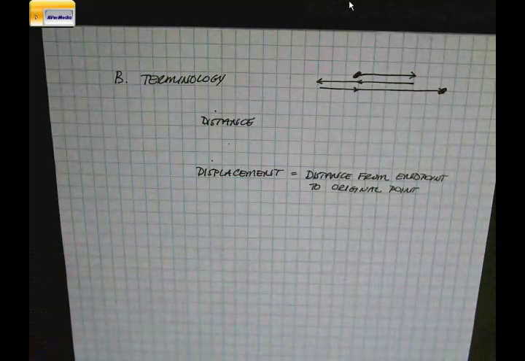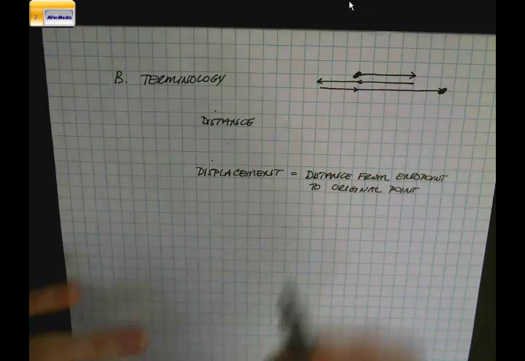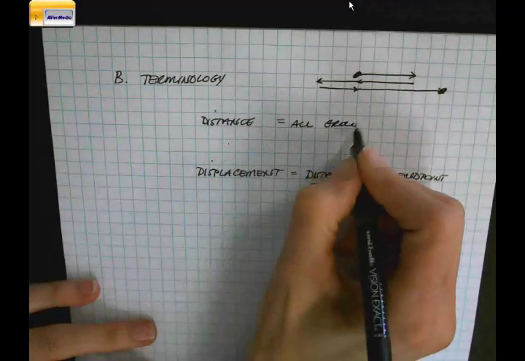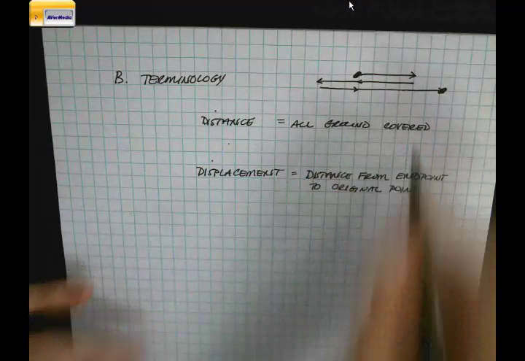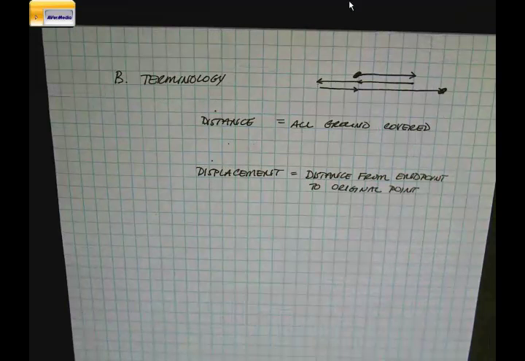So distance is the total distance I traveled, not where I started and where I stopped, but everything I did in between. So this is truly all distance covered, all ground covered. How's that? It's not just from the beginning to the end, but it's everything that happened in between.